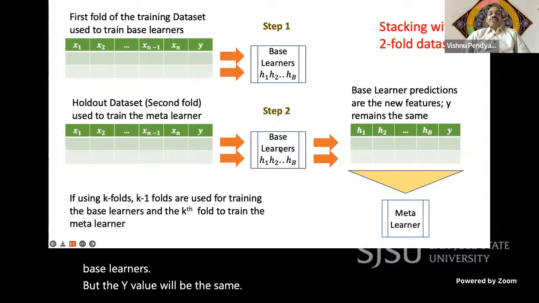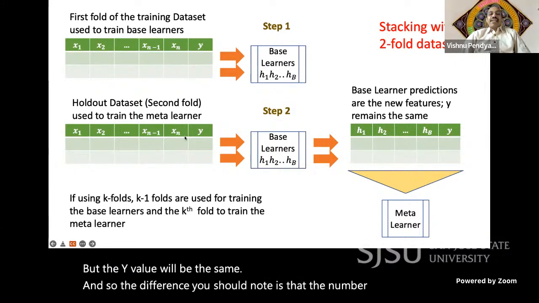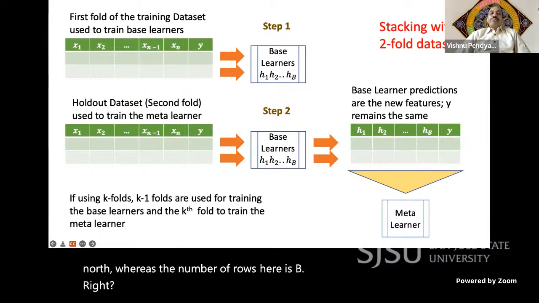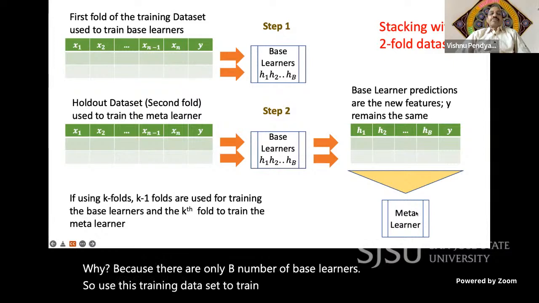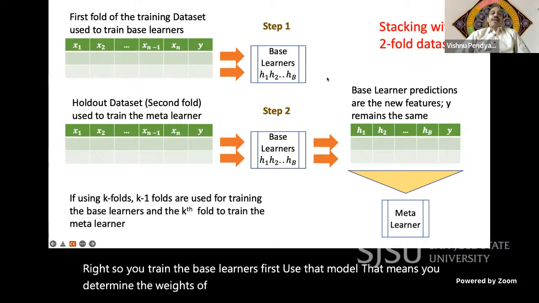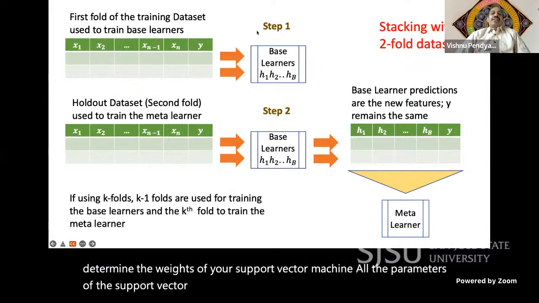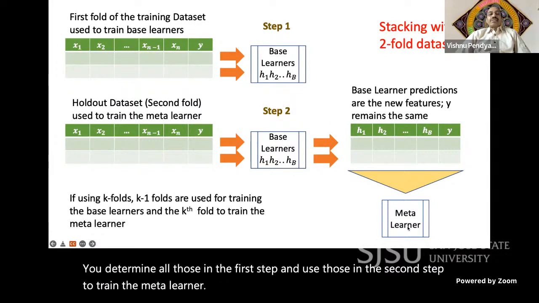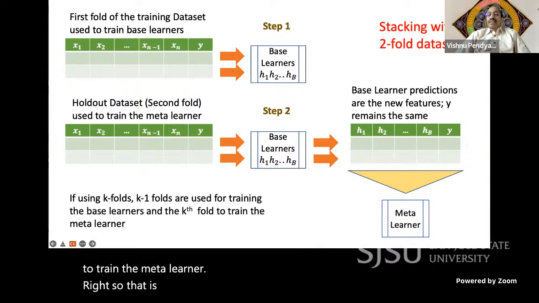The difference you should note is that the number of rows here is n, whereas the number of rows here is b, because there are only b number of base learners. So you use this training data set to train the meta learner, right? You train the base learners first. That means you determine the weights of your support vector machine, all the parameters of the support vector machines, or the logistic regression, or whatever it is. You determine all those in the first step and use those in the second step to train the meta learner, right? So that is what happens. I hope that is clear now.